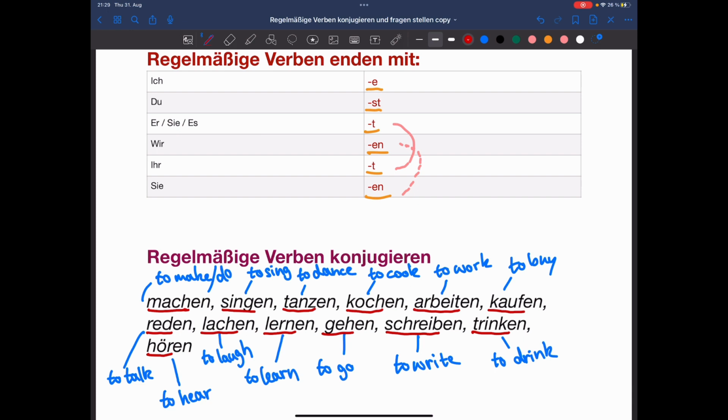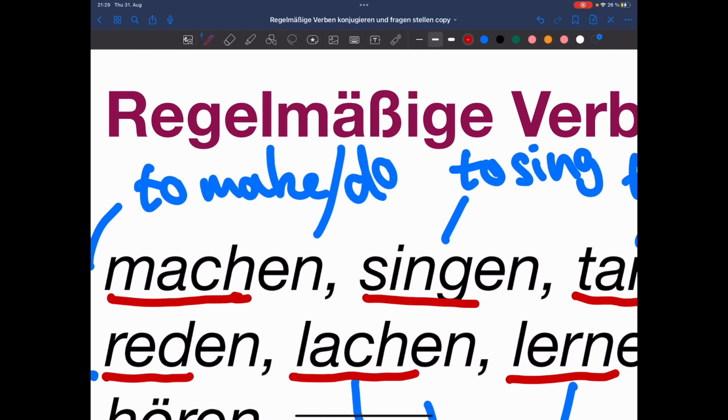So the question might be, how do you know how to get the verb stem of verbs? So most verbs in German end with en.